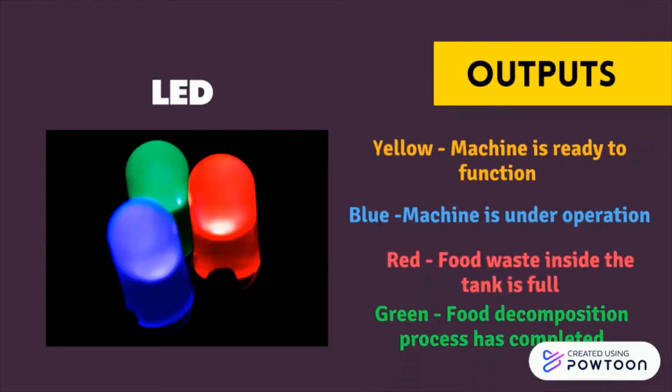Next, the red LED. The red LED is on whenever the infrared sensor signals that the food waste inside the food tank is full. Last but not least, the green LED is on whenever the food decomposition process has been completed.